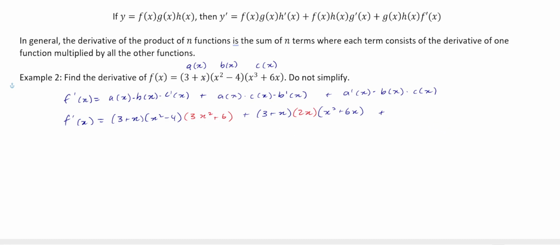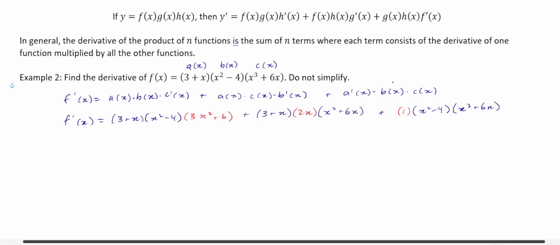The derivative of the first right there: the derivative of a constant is 0, plus x. The derivative of x is just 1. And then b at x is my x squared minus 4. And then c at x is x cubed plus 6x. All right. And then it says do not simplify. So yeah, I'm done. Let's keep moving on.